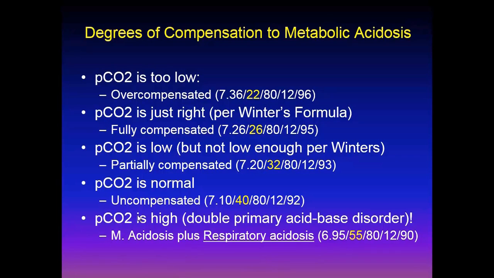Finally, we have the worst case scenario. You have a metabolic acidosis, the bicarb is 12, and the PCO2 is above normal. This is a double disorder. Not only is there metabolic acidosis, there is also a respiratory acidosis, and that makes the pH very low.